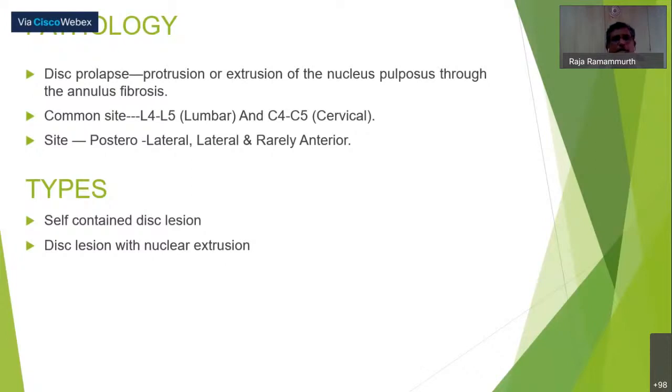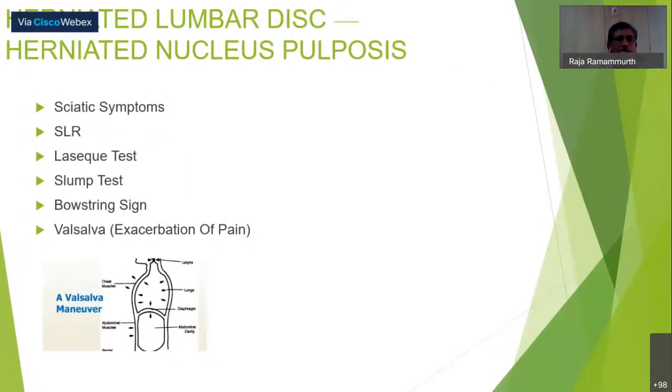Now, let me skip to the next slide, where I'm going to speak about the herniated lumbar disc. As we saw in the previous slide, this is how the disc can be affected, and the affected disc is called the herniated disc. In this topic today, I'm going to speak only about low back pain related to the lumbar disc, that is L1 to L5. In a herniated lumbar disc, the herniated nucleus pulposus can be seen.